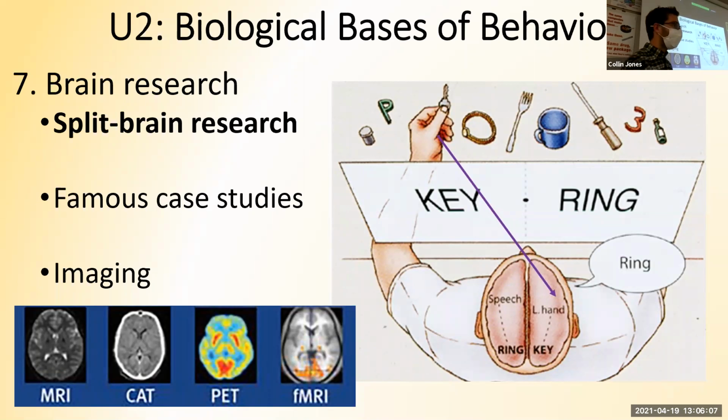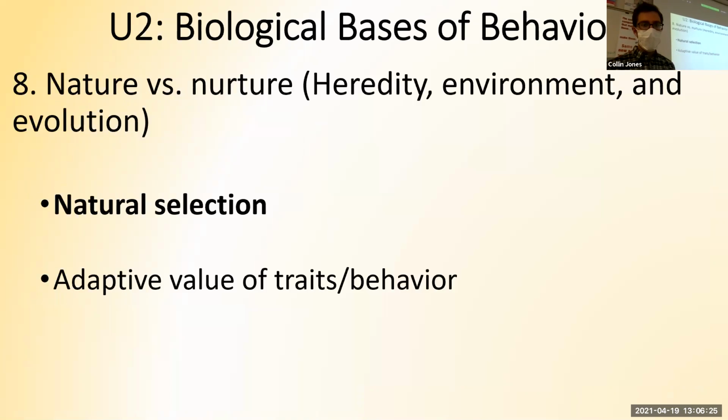We talked about HM, who had memory issues with the hippocampus. We talked about how we can measure different brain activity. MRIs and CAT scans do brain structure. PETs and fMRIs do brain activity. You can do electrical stimulation of the brain to make your brain feel a little better. We talked about all these things. It's all in your notes, but let me know if you have questions.